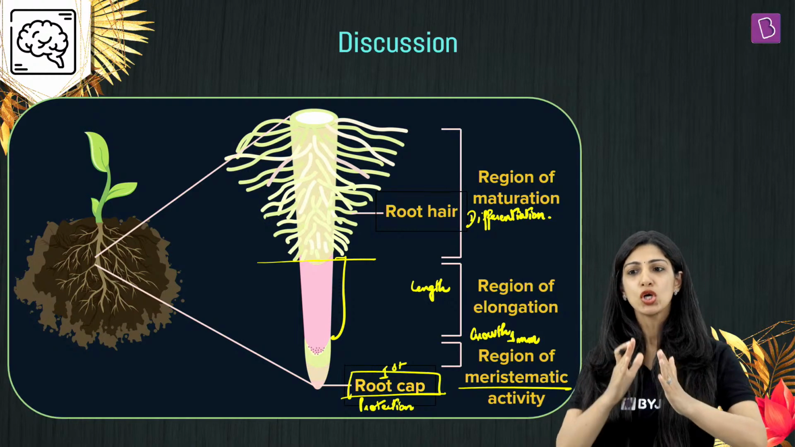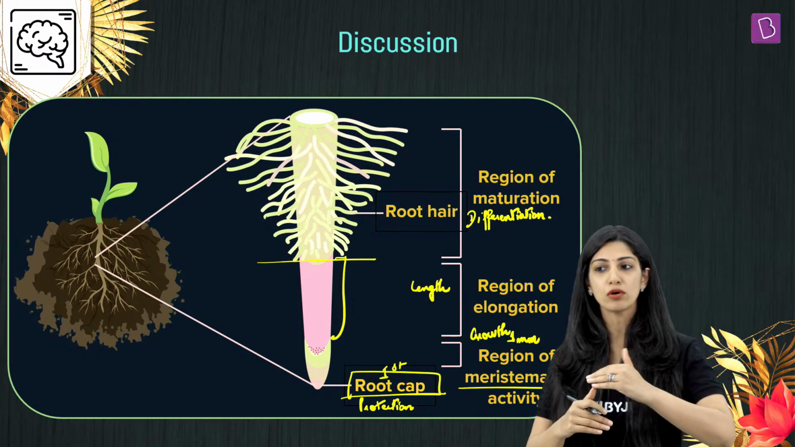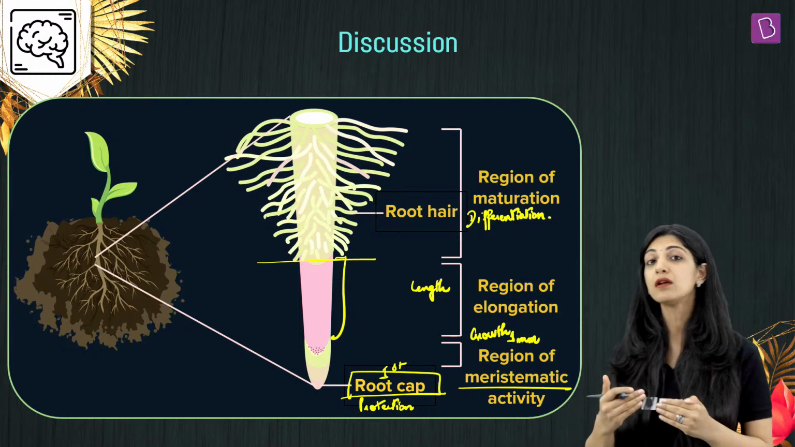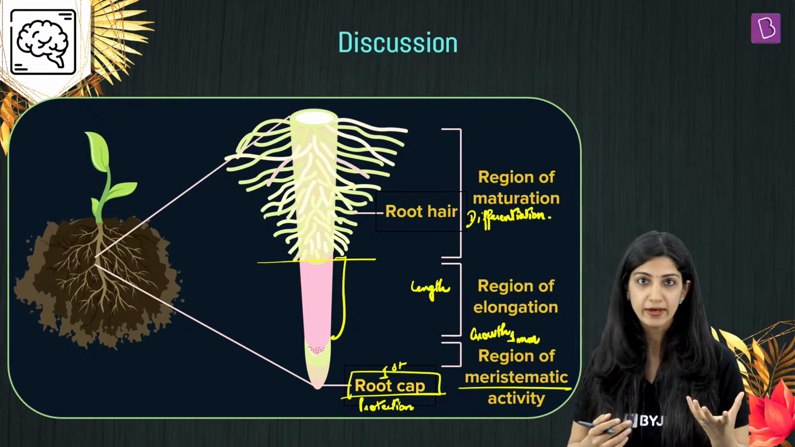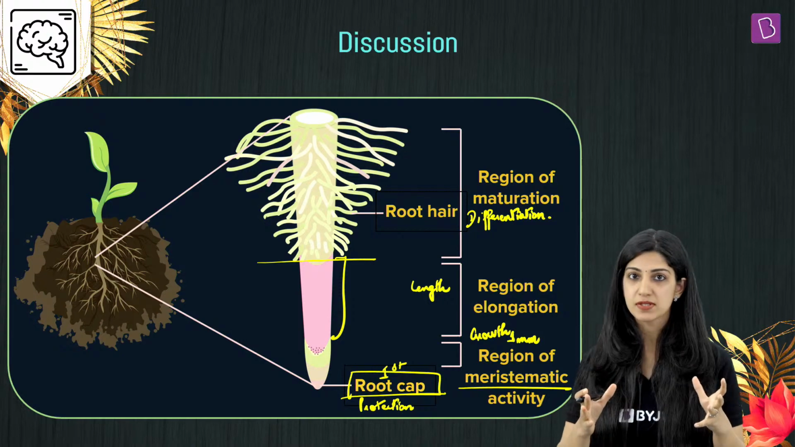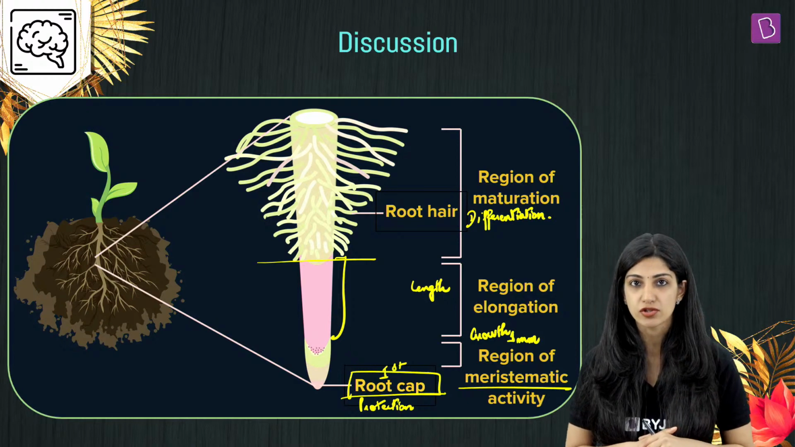Like you all were studying together till class 10th. You were with your friends. But then some of you chose biology. Some of you chose mathematics. You chose your own streams. That is what the cells will do in the region of maturation.